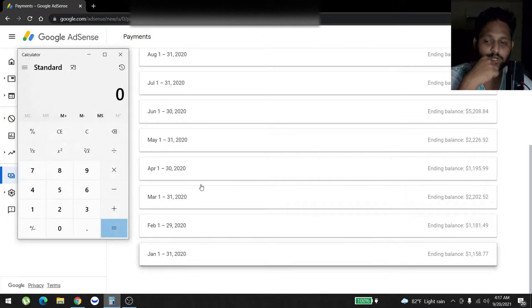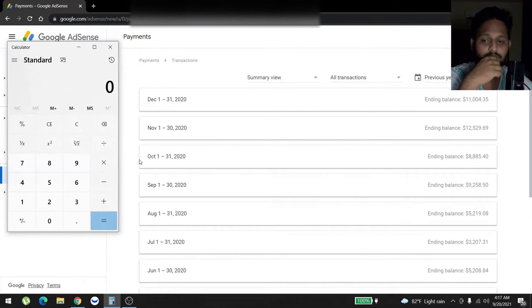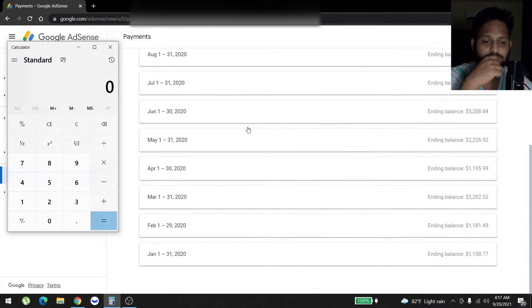All right, so I'm going to pull up my calculator. And you see all these payments and transactions for the previous year. I pretty much have known about Adsense Arbitrage since 2018.